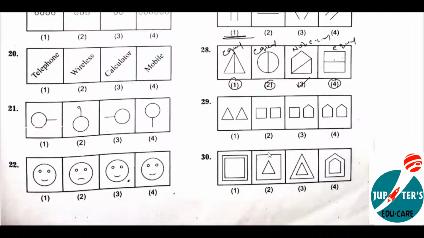Next, question number 29. In option 1 we have two similar designs, a triangle and a triangle, so the same. In option 2 we have two squares, the same designs. Next, in option 4 we have two similar designs, with five sides. These are also the same. But in option 3 we have different symbols. Here we have four sides, here we have five sides, so it is different. So in options 1, 2 and 4 we have the same two designs, but in option 3 we have different designs. So option 3 is our answer.